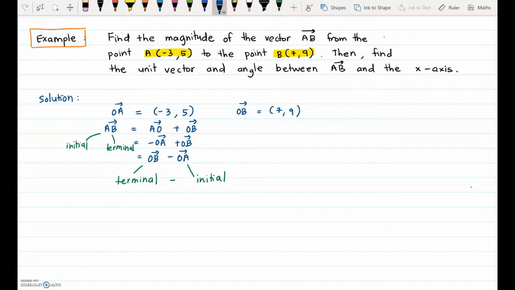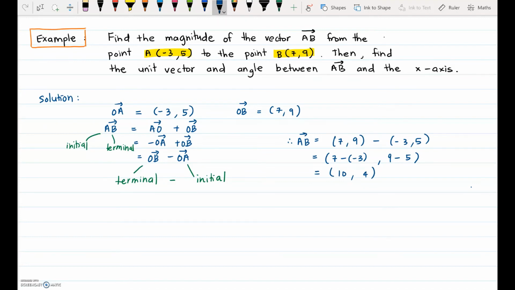Alright, so now what will be your AB? OB, the terminal, which means you have 7 and 9, minus -3, 5. When you simplify the operation, for x it will be 7 minus -3, and for y, 9 minus 5. So we have 10 and 4. So this is your AB.